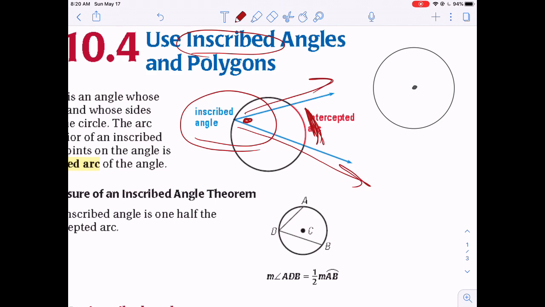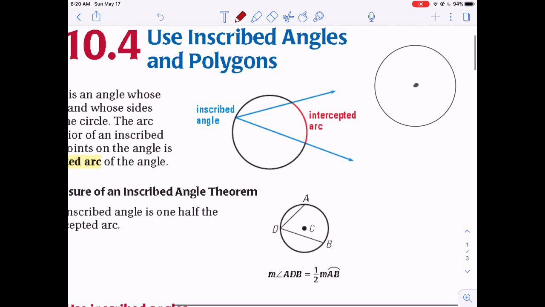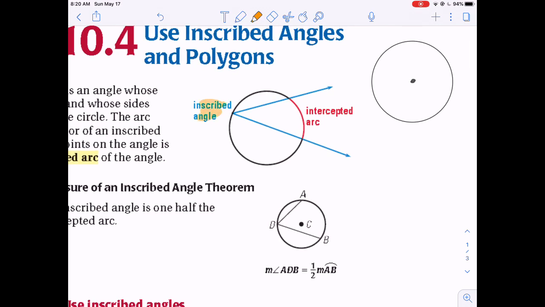So again, you have your inscribed angle, which is this part. It touches the circle. And then your arc angle is out here.